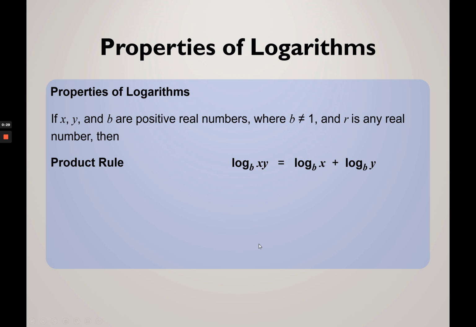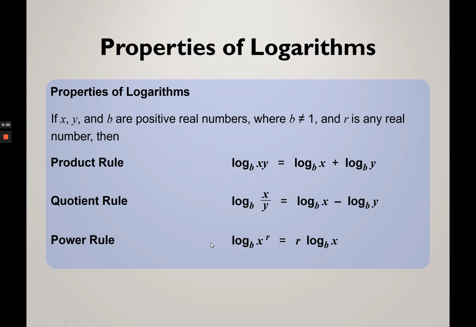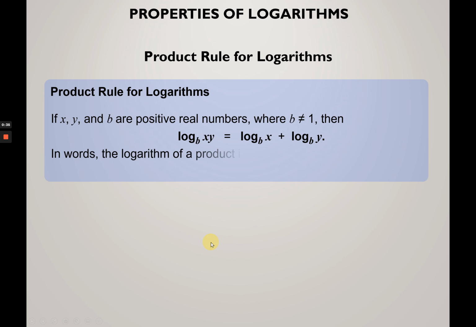The first property is product rule, quotient rule, and power rule. Let's take first your product rule. In the definition, if x, y, and b are positive real numbers where b is not equal to 1, then logarithm base b of x times y is equal to logarithm base b of x plus logarithm base b of y. In other words, the logarithm of a product is the sum of the logarithms of the factors.